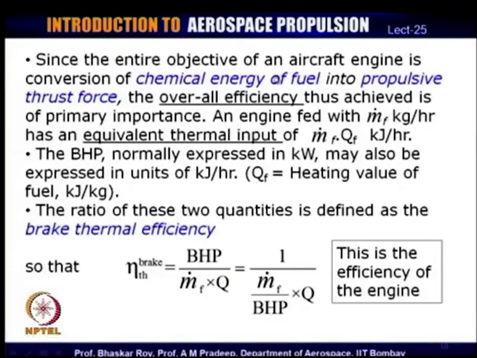Once it is burnt, this energy manifests in the form of heat, and then the heat is converted to the piston motion, linear motion, which is converted to the rotary motion. That rotary motion is transmitted through the crankshaft to the propeller, which then creates the propulsive thrust. So, it is a fairly long drawn out procedure through which finally thrust is created.